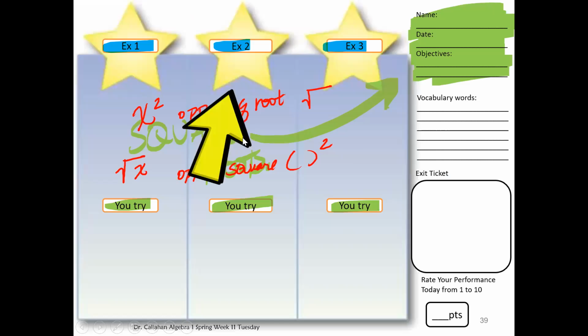Okay, now let's go on to example number 2. For example 2, you have 2 square root of x plus 3 equals 10. My goal here is to get x by itself. First thing I want to do is get rid of that 2. The opposite of times 2 is to divide, so 10 divided by 2 gives you 5.